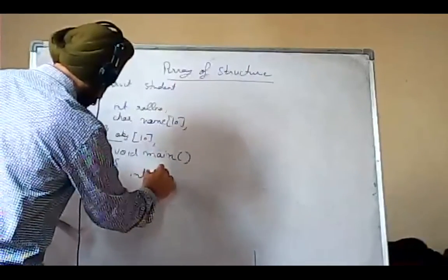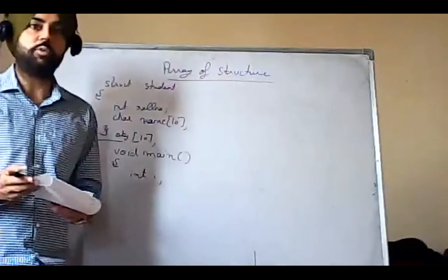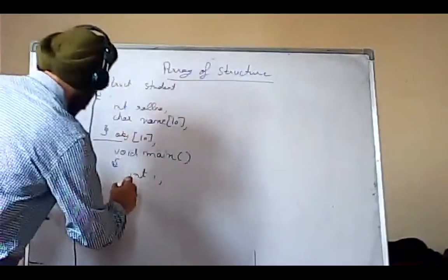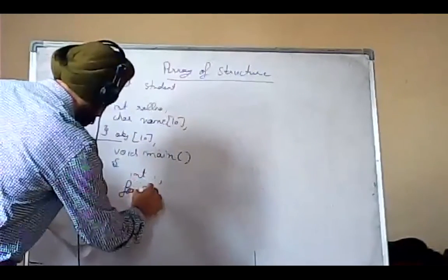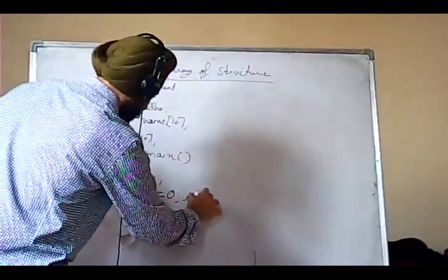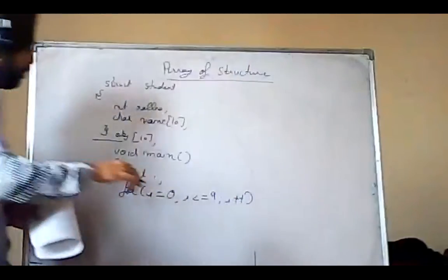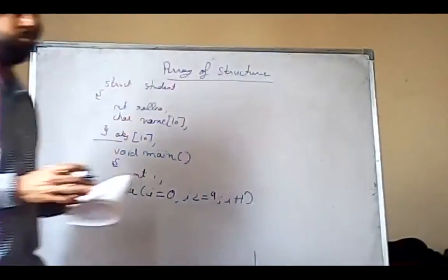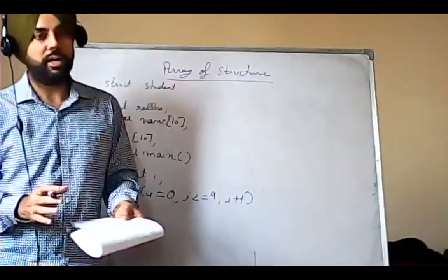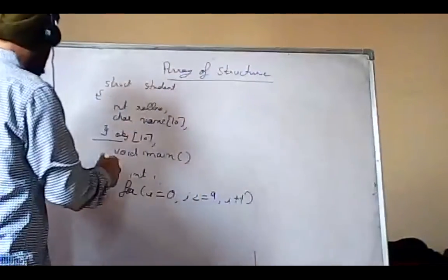I'm just going to declare one variable specifically for the looping statement, because we have to create one loop for that. So int i, that is specifically for the loop, and I'm just going to start the loop: for i is equal to 0 onward, i less than or equal to 9, and i plus plus, because we have to use two for loops here. One for loop for inputting the value, and the second for loop for displaying the value.